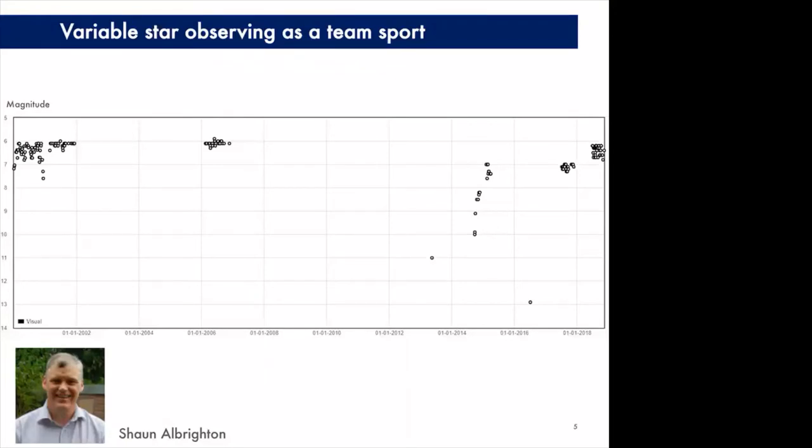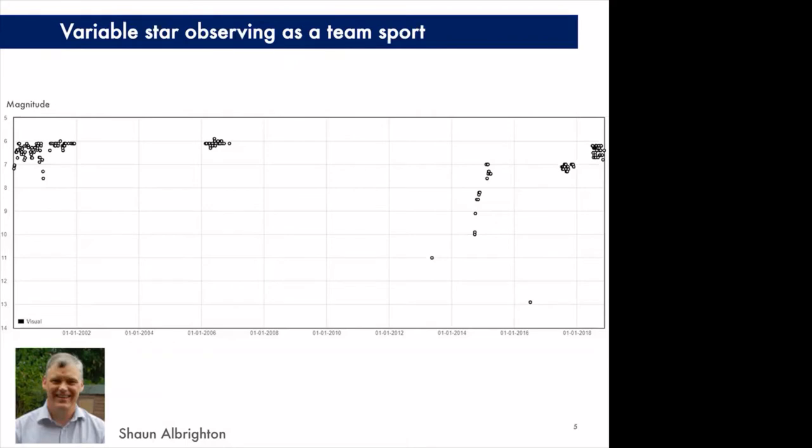So here we have a plot of the brightness of a star from the variable star section database. Again, hopefully you will remember from the Betelgeuse plot, along the bottom of the axis you can see the date, which runs from about 2001 to 2019. And then you can see the brightness up the y-axis, and you can see there are a few observations plotted on this light curve. And these observations were made by my colleague Sean at Brighton from the Variable Star section.